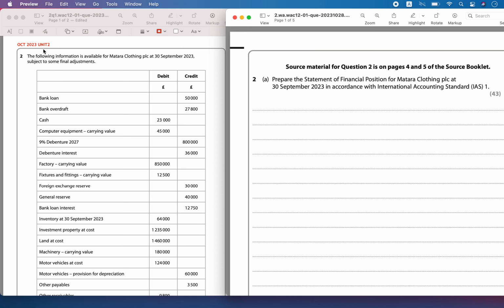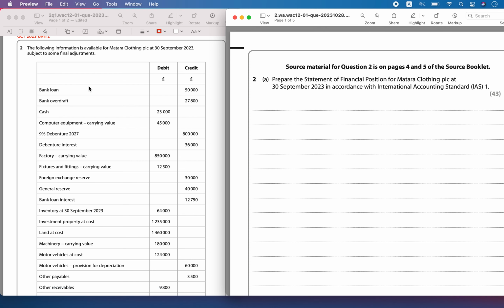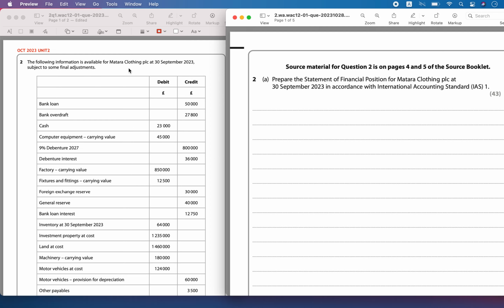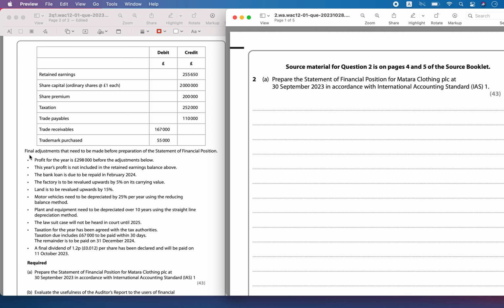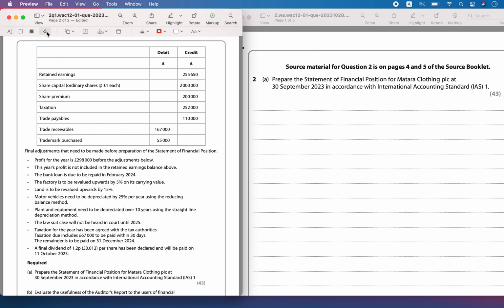Hello, today we are solving the October 2023 paper, Unit 2, second question. The following information is available for Matara Clothing PLC at 30th September 2023, subject to some final adjustments. So this is the trial balance of Matara Clothing PLC given, and we can see that there are some final adjustments which need to be done here.